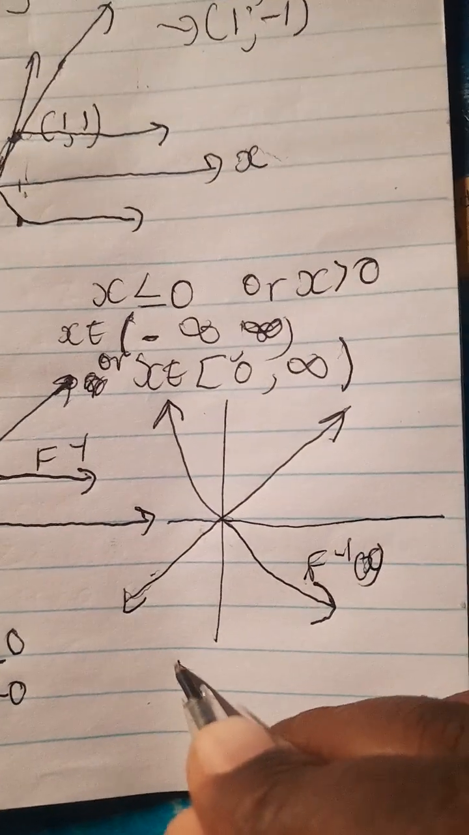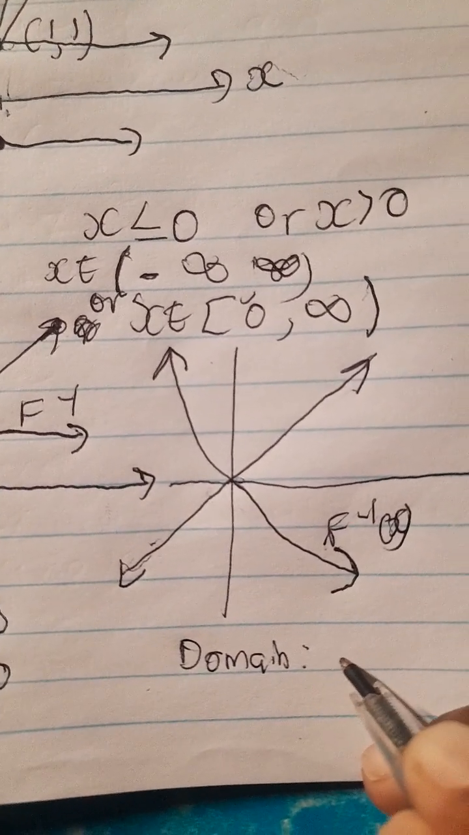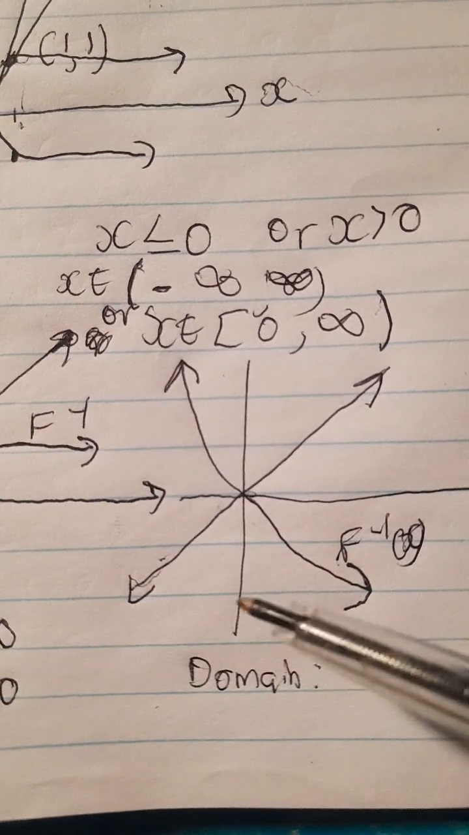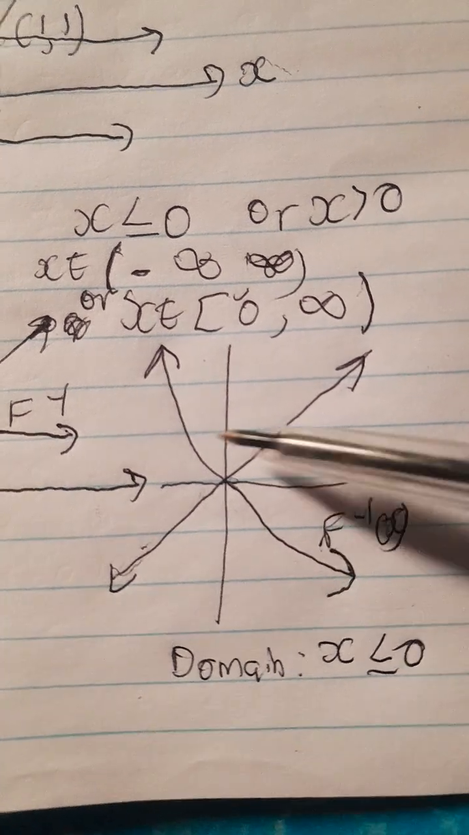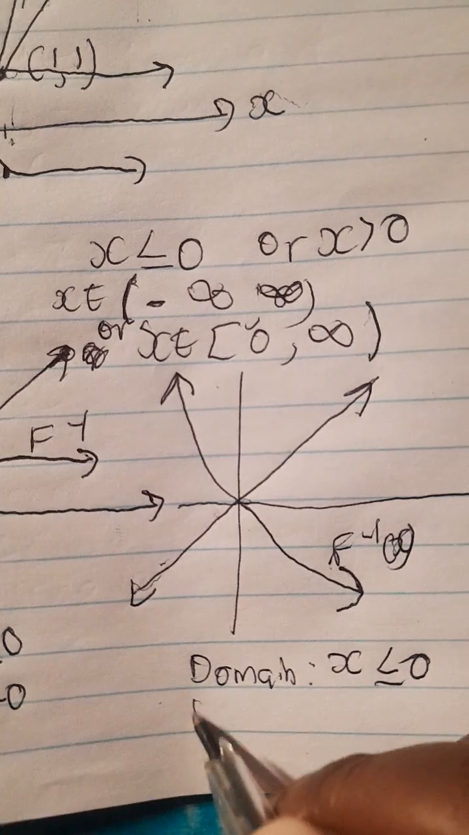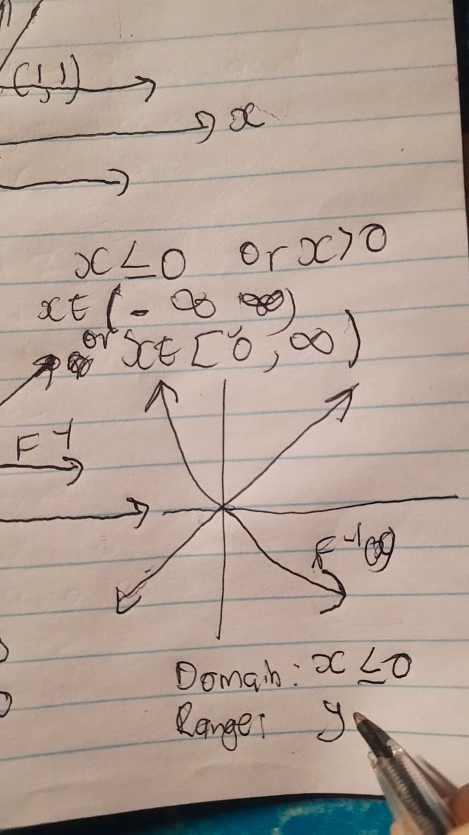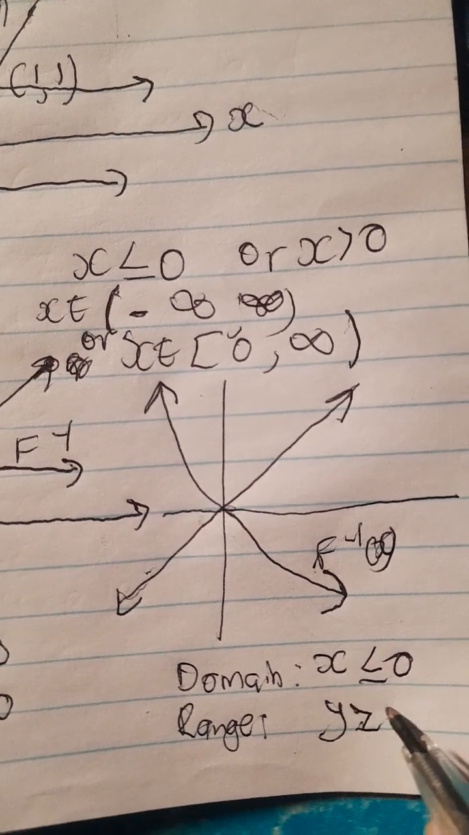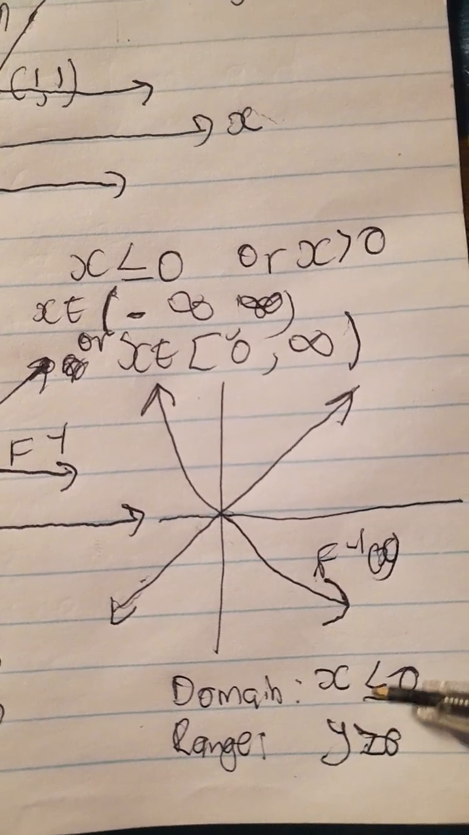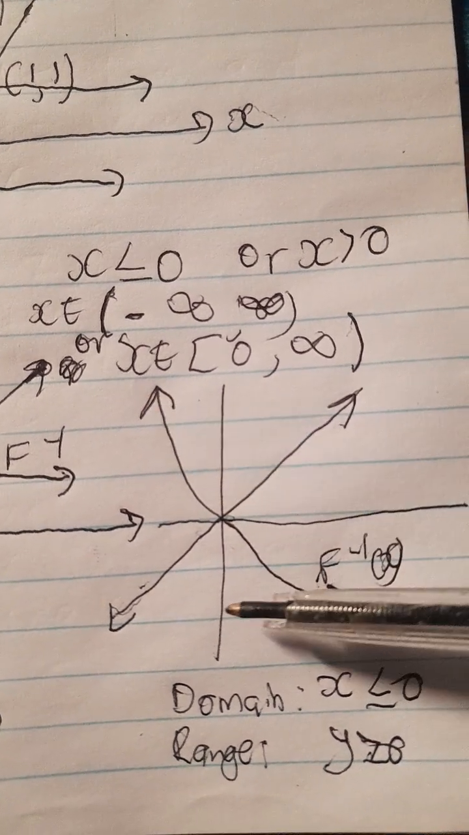So what about the domain for this one? The domain for this one will be x is less than or equal to 0. Where x is less than or equal to 0, it goes here, down. So for this part, the range will be y is greater than or equal to 0. Yes, as the x values decrease, the y values increase. So we are going to have x less than or equal to 0, y greater or equal to 0.